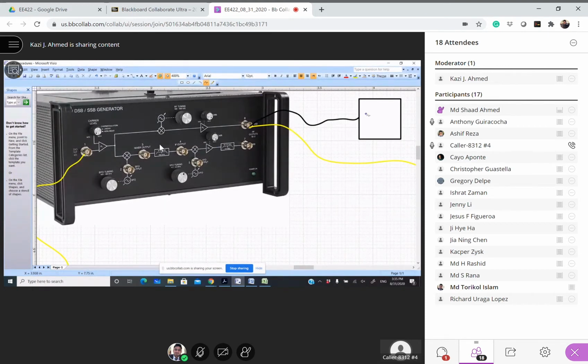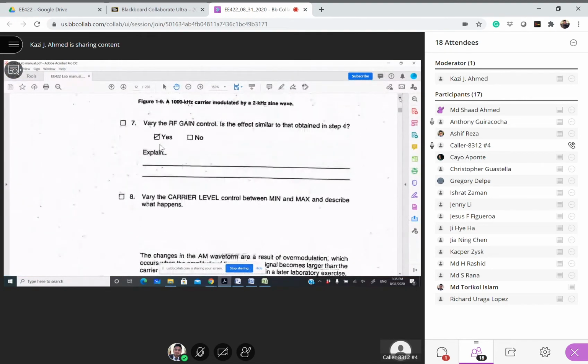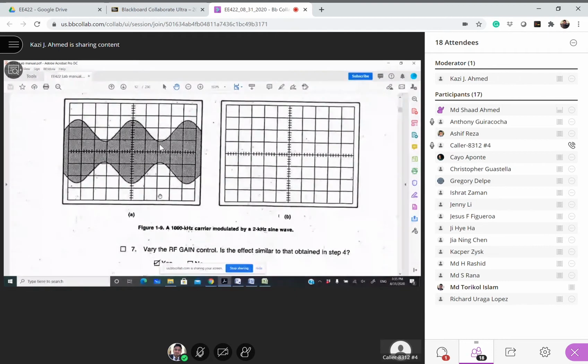But what we need to know is what will happen to the observation. What do you see? So what you see in general is this, right? As we know, we see in general this thing, right? Now, if you lower or increase your carrier level only, not the message, what do you think will happen here?